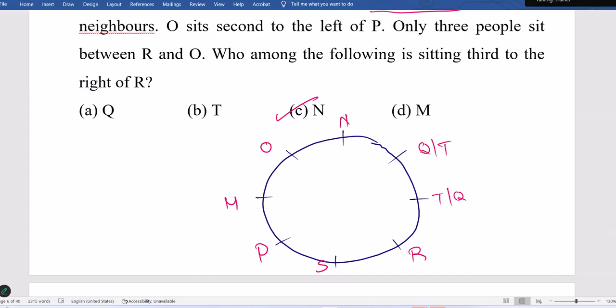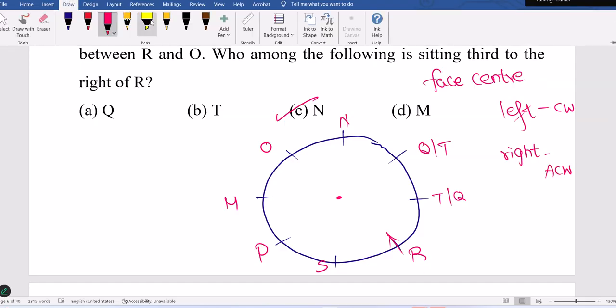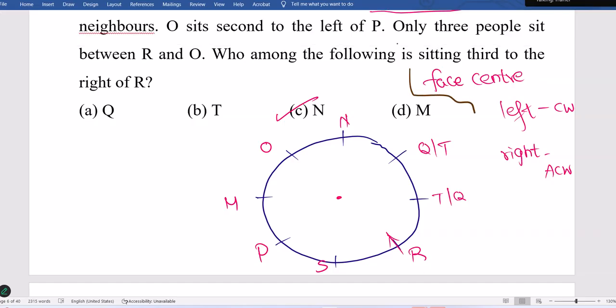Left and right, a lot of people will get confused here. Facing towards center. Generally, when you are facing towards the center, if you face towards center, then left means you have to move clockwise, right means you have to move anti-clockwise. If you are facing outside, this will be reversed. This is the alert. When you are facing towards center, you can consider this: left is clockwise, right is anti-clockwise.